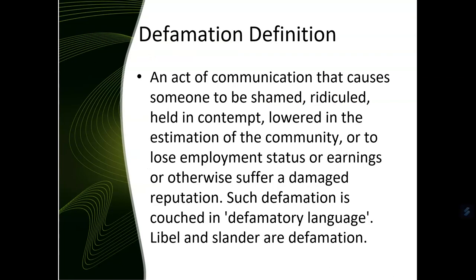Let's start off with defamation. Defamation is an act of communication that causes someone to be shamed, ridiculed, held in contempt, lowered in the estimation of the community, or to lose employment status or earnings, or otherwise suffer a damaged reputation. Such defamation is couched in defamatory language. Libel and slander are defamation as well.